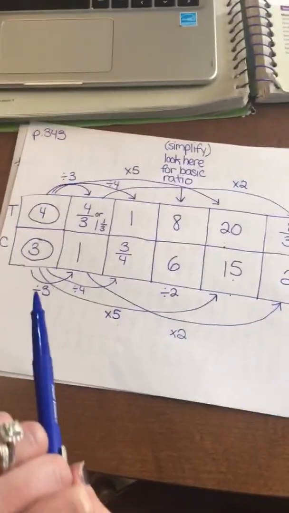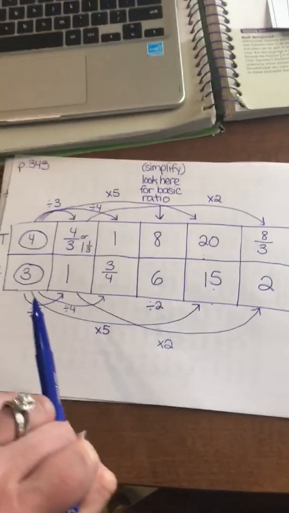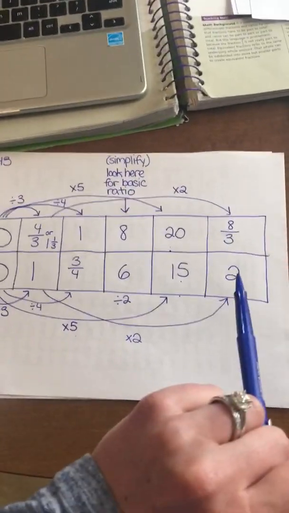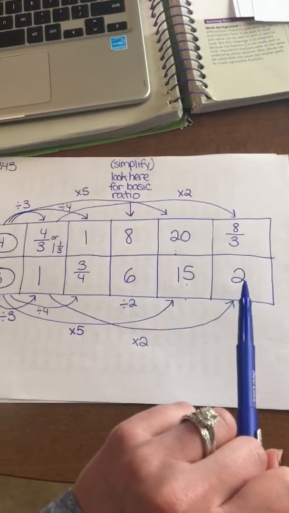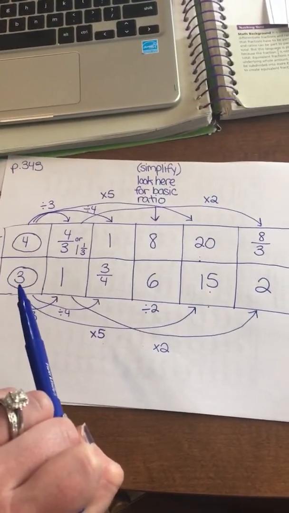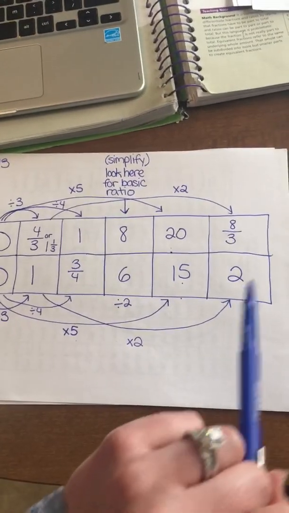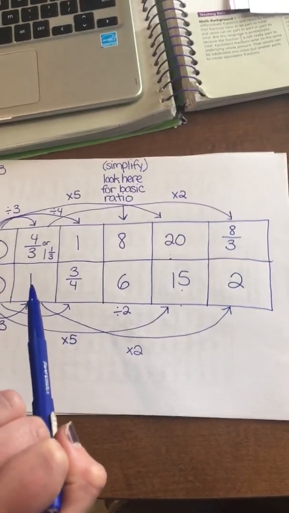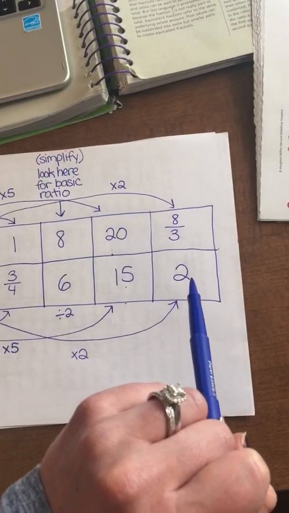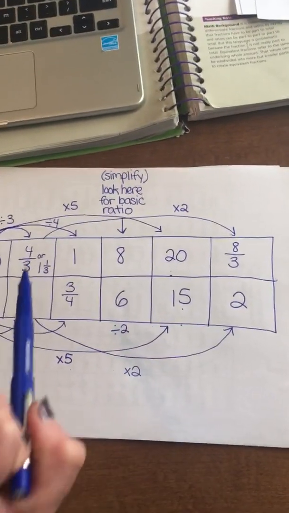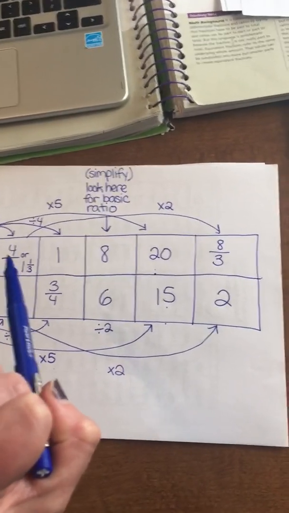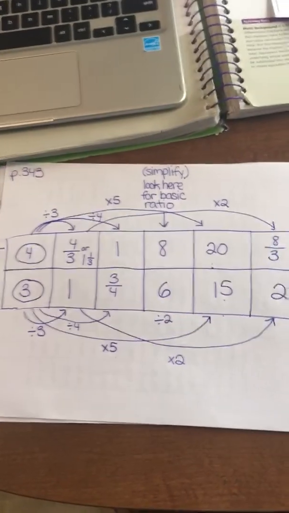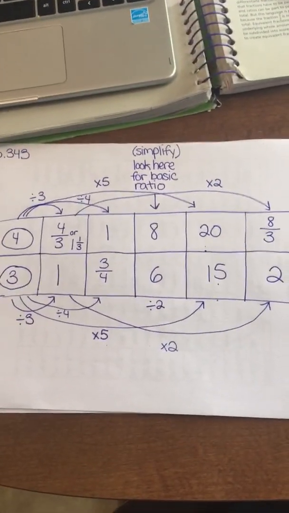Where else do we need to go here? So this one was kind of tricky. Nothing times 3 would give you a 2, or it's kind of hard to think 3 divided by what is 2. So I went back to this 1. 1 times 2 is 2. So then if I follow that same pattern, going right above the 1 to 4/3 times 2 is 8/3.